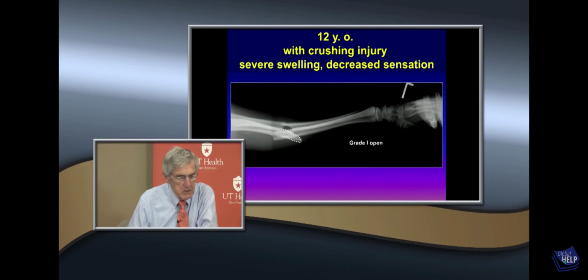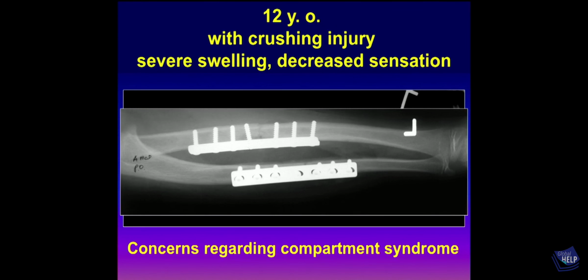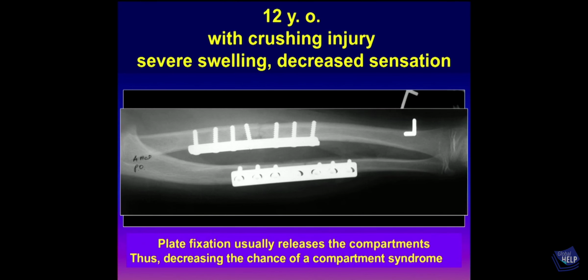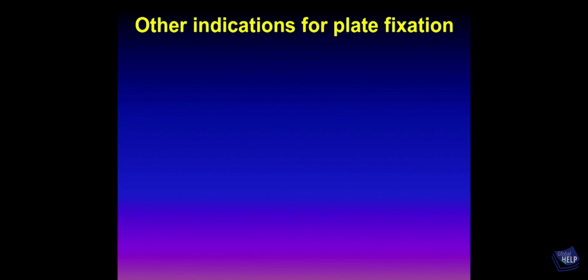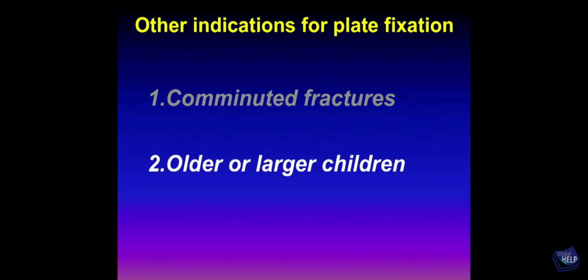The decreased sensation was actually thought to be due to an impending compartment syndrome. So they had concerns there, and so we used plates, because when you do plates, you do a fasciotomy, essentially. And so plate fixation releases the compartments, which decreases the chance of a compartment syndrome. Plus, you don't have to put them in much immobilization. The plates are usually stable enough. There are other indications, certainly if it's comminuted, or it's an older and larger child.